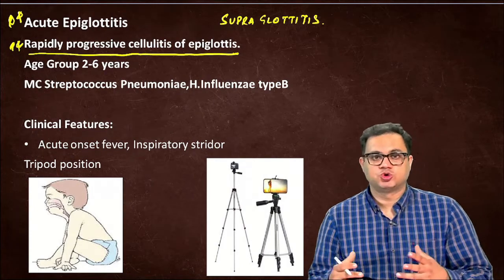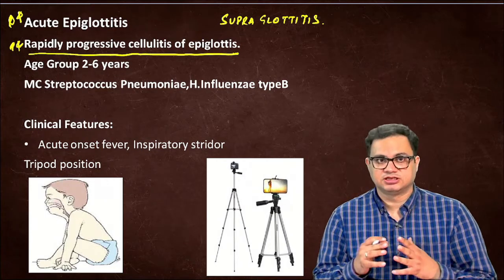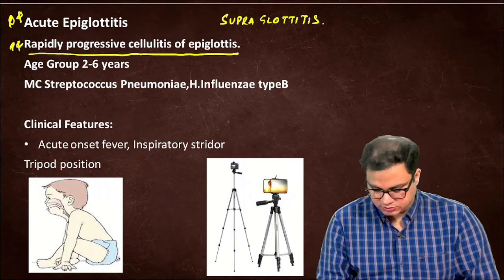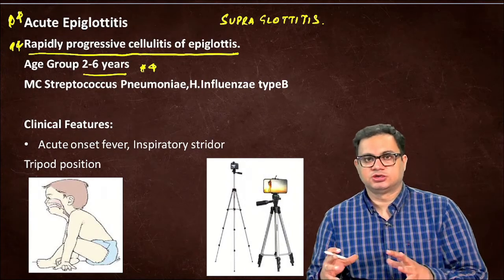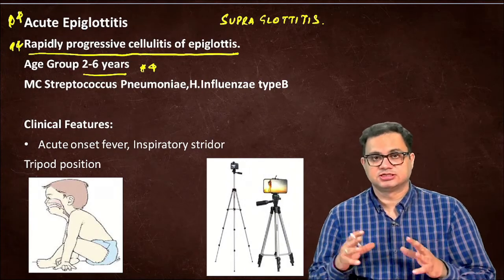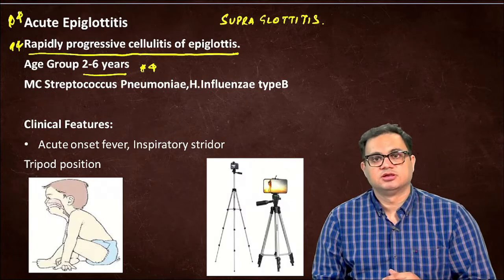Now what is the age group? In which age group do we see this condition? We see this condition in the 2 to 6 years age group. This is basically an acute airway emergency. This condition, acute epiglottitis, is an acute airway emergency.